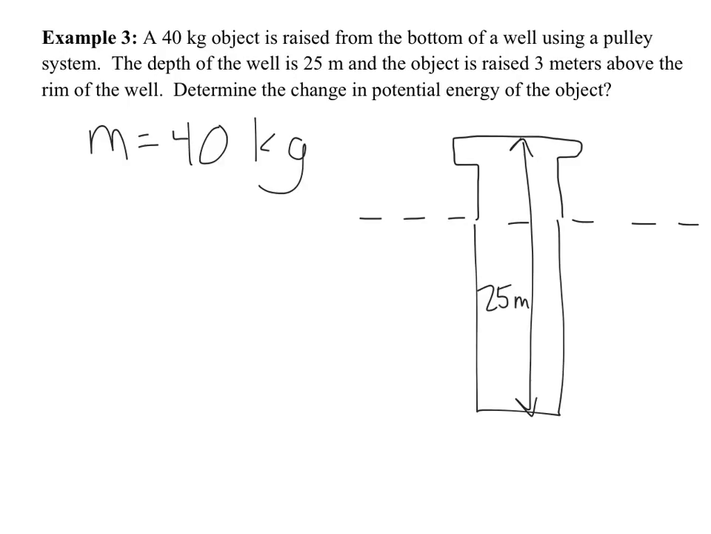The object not only gets to the top of the well, but it gets raised all the way up to there, so that it goes an additional 3 meters above the rim of the well. That's how we have to visualize this, right? We're told that the depth of the well itself is 25 meters. We're not told that that's below ground. We're told it's the depth of the well, so it means from the top to the bottom of the well. So that's the 25 meters here. Then we have another 3 meters.